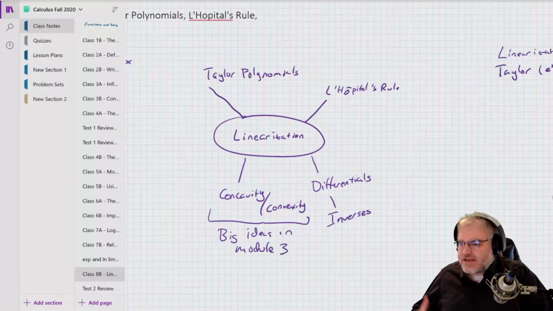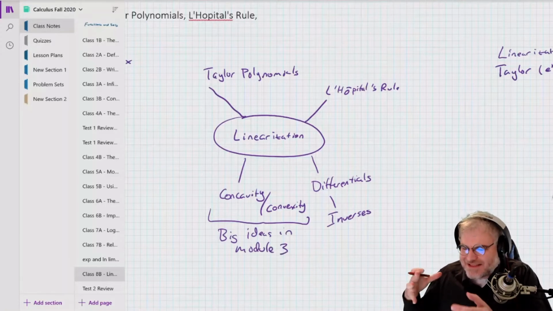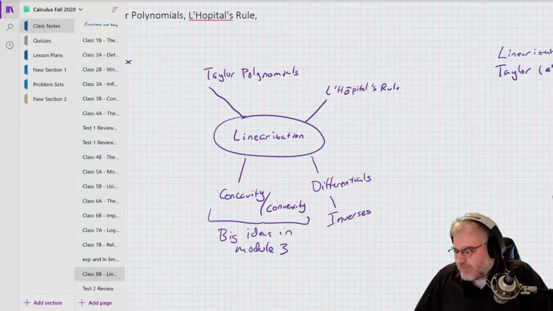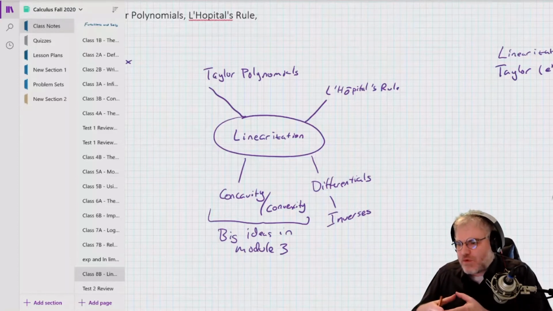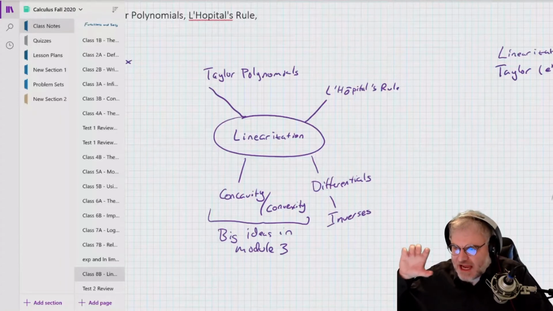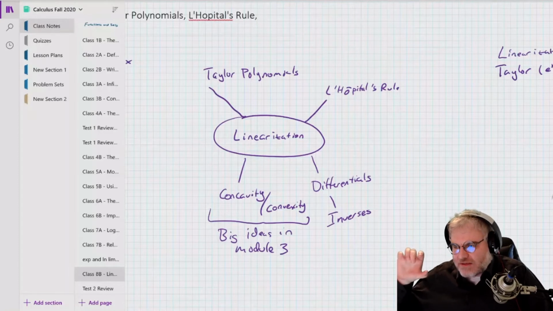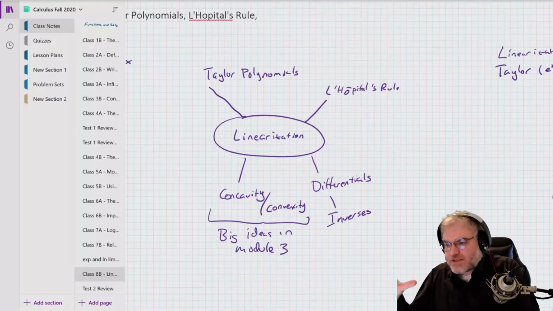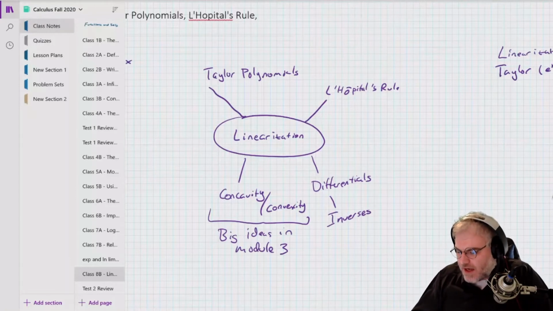But this linearization just lives at the back end of everything here. It's one of those key thoughts. It's not really emphasized, but it should be emphasized more than it is. Because if you understand linearization, you can start to see how the ratio of the linearizations is going to give you L'Hopital's rule. And I can make other approximations. Those are Taylor polynomials. And that goes off to Calc 2, physics, all this other stuff.